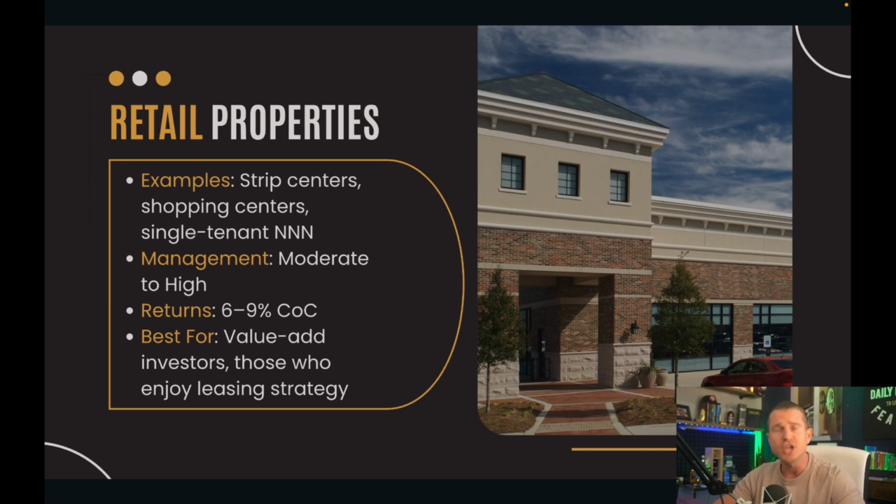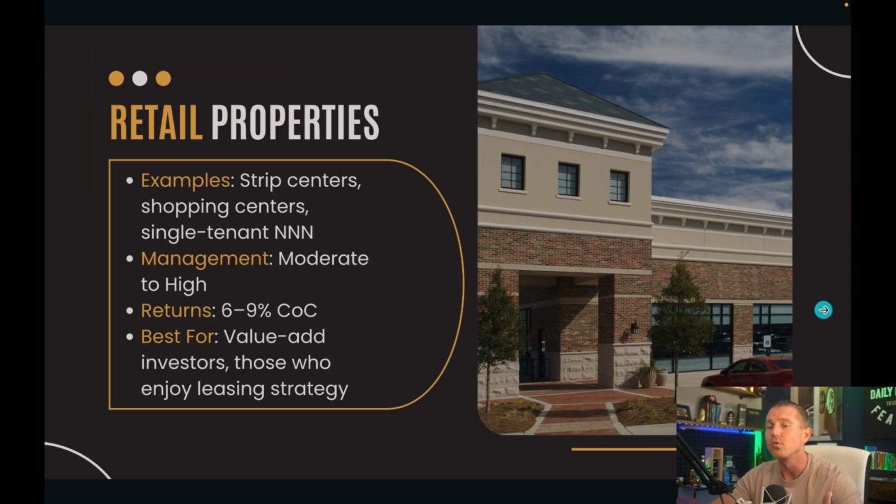Management-wise, they're generally moderate, if not high. However, depending on the types of tenants you get in there, the length of the leases, and the responsibilities you can pass off from you as the landlord back onto the tenant, you can make these moderate, if not low, management intensity. The returns are generally going to be anywhere from a 6 to a 9 or 10%. But if you are doing value add, you can really find ways to force cash flow and equity growth by securing new tenants into properties that have vacancies.